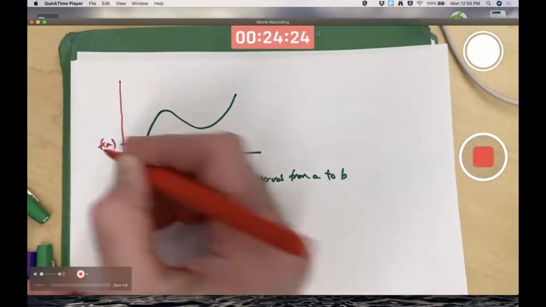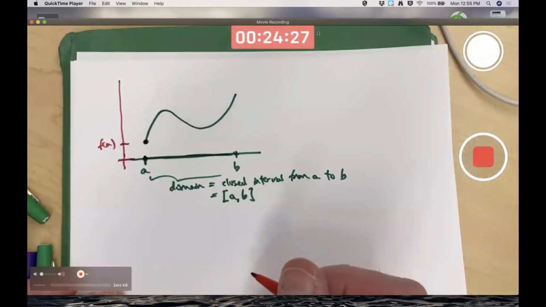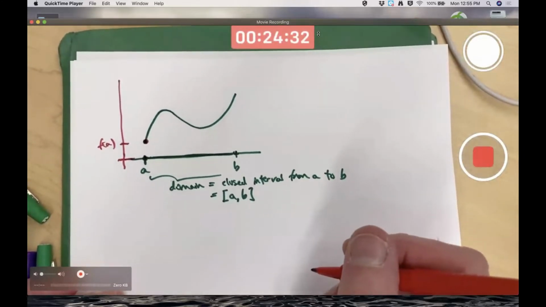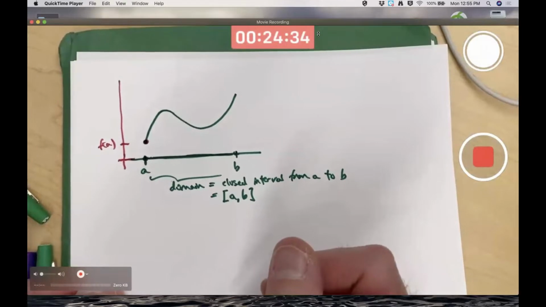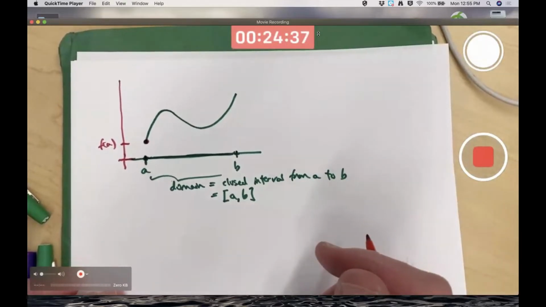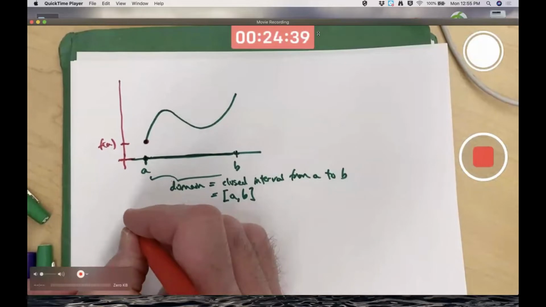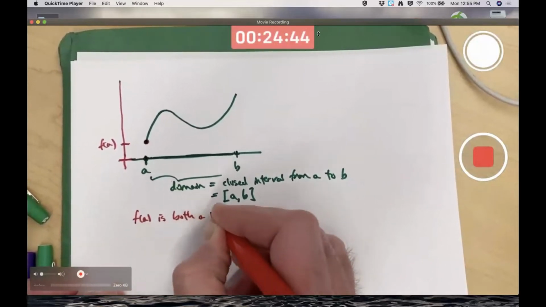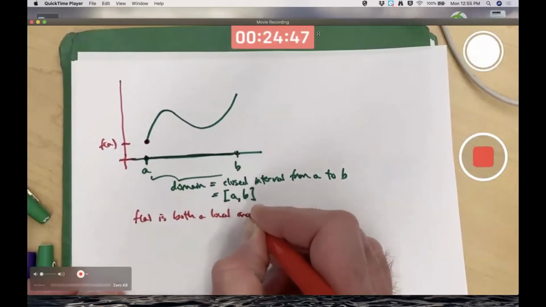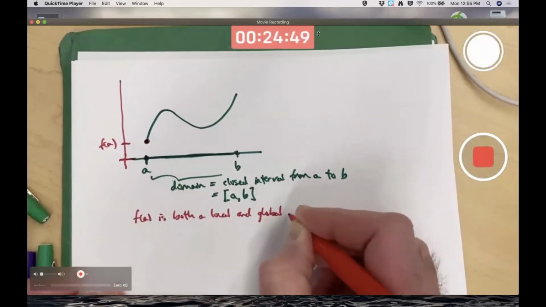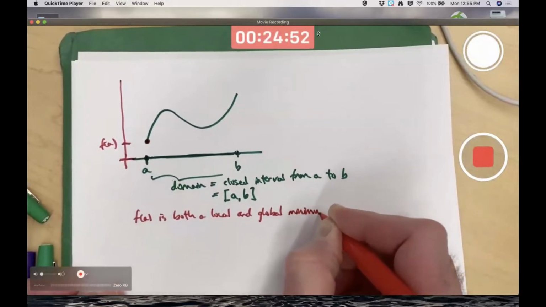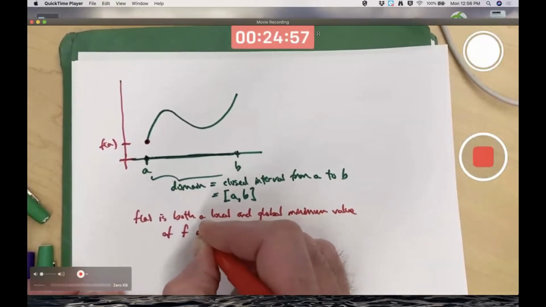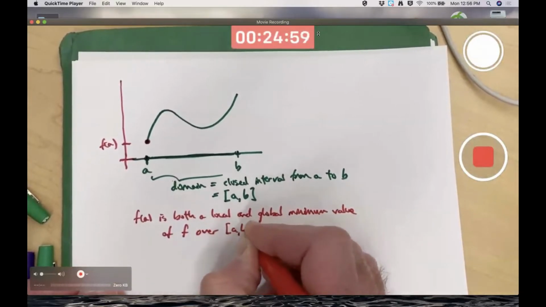f of A is the second coordinate of that point. For this domain in this particular graph that I drew, there's no way the function outputs get lower, because the graph doesn't go below that point. So we would say f of A is both a local and global minimum value of f over this interval from A to B, this closed interval where I include the endpoints.